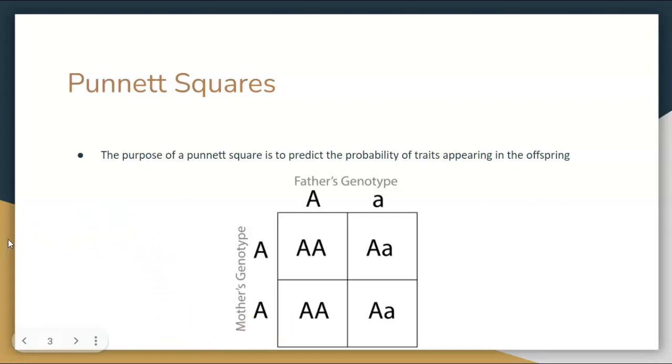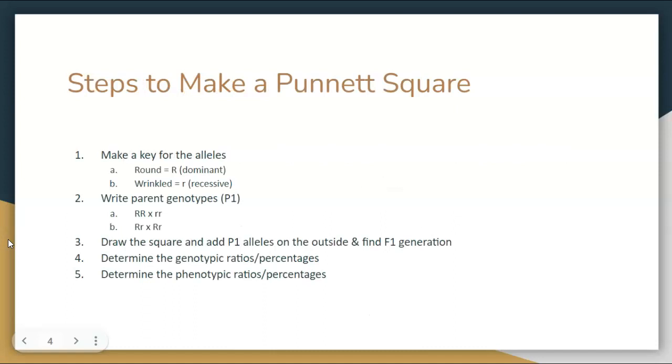That's pretty much it. So let's get into our rules, our steps that we're going to follow, and then we're going to do one practice Punnett square together. So our rules here, there are 5 steps. Number 1, make a key for the alleles. Remember that if you are looking at a trait, you use the same letter for the two versions, except the capital letter notates dominant and the lowercase letter notates recessive.